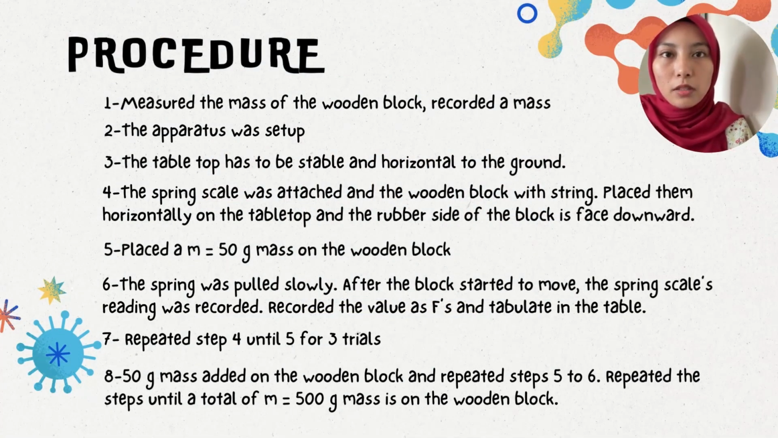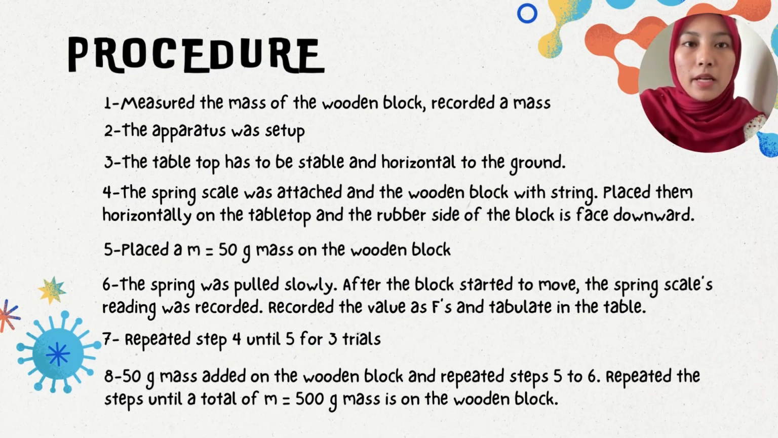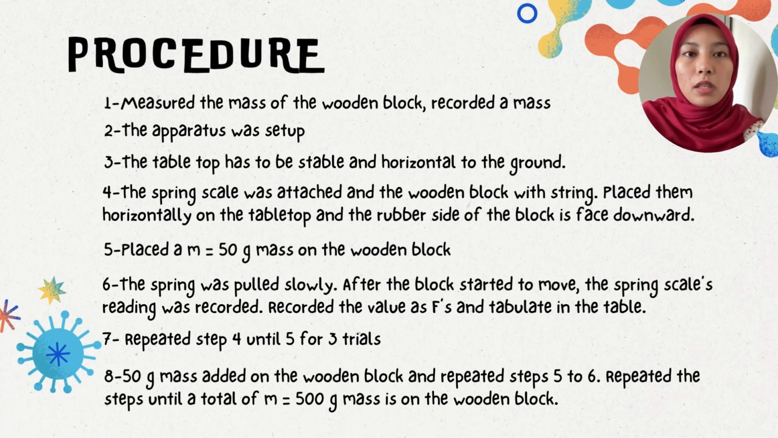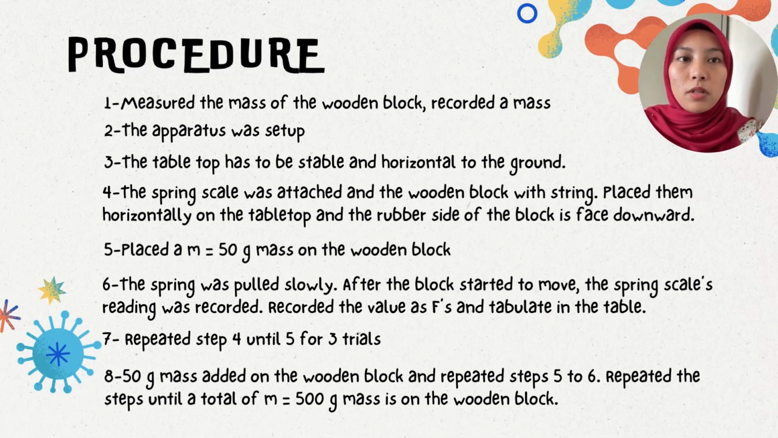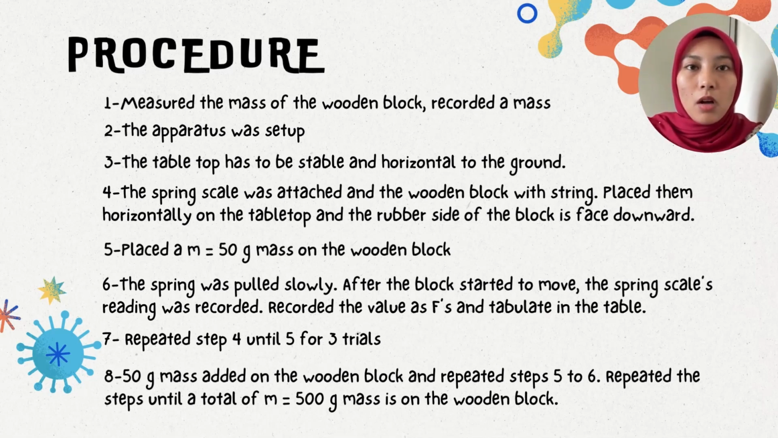Next is procedure. Number 1, measure the mass of the wooden block and record the mass. Number 2, the apparatus was set up. Number 3, the tabletop has to be stable and horizontal to the ground. Number 4, the spring scale was attached to the wooden block with string. Place them horizontally on the tabletop with the rubber side of the block facing downward.